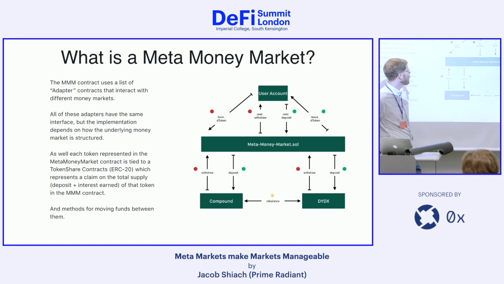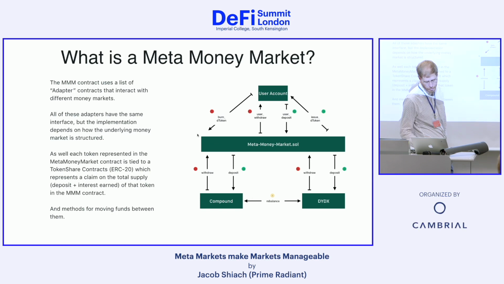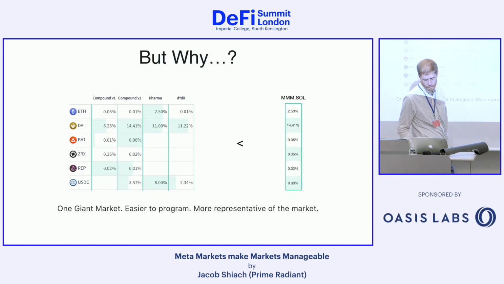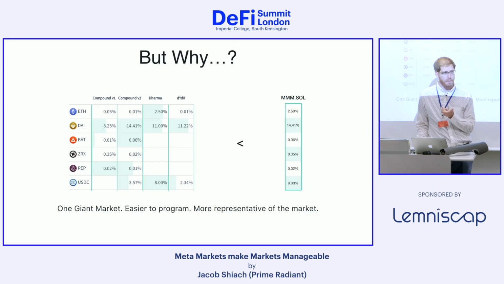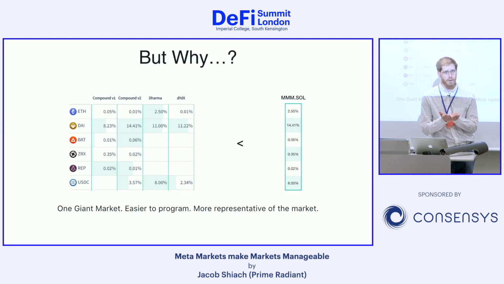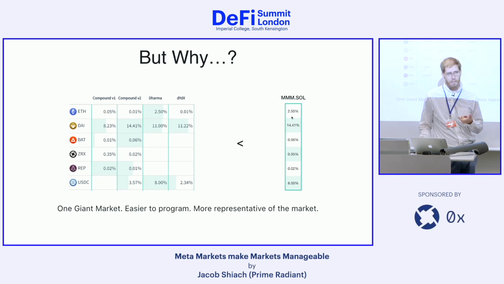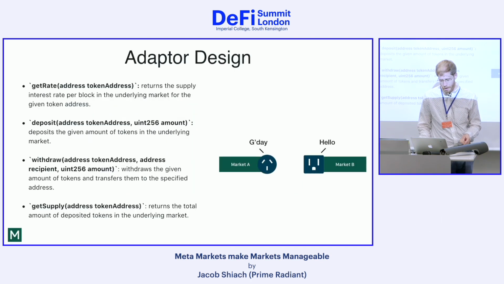So this is Meta Money Market. At its basic core, it's just a system of adapters, and then on top of those adapters, we build a contract which tokenizes the rebalancing between those adapters. The big reason that we did this to start was we had Compound and we had DYDX, and we were trying to decide between the two. And rather than decide between the two, we just did both. It creates a lot of cool properties, mainly that it creates this one giant big market, which is easier to program with, and it's more representative.